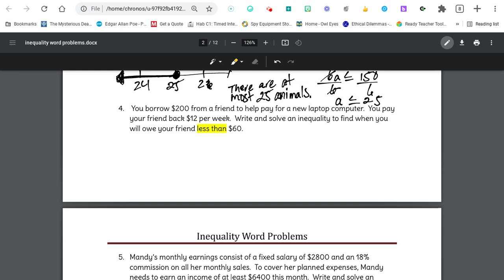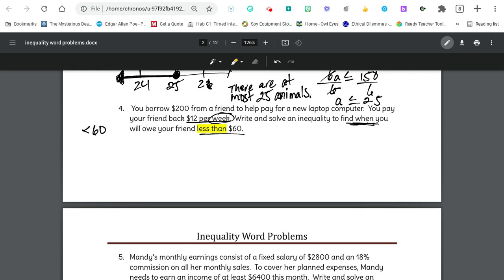All right, this is what you should have. You borrowed $200 from a friend to help pay for a new laptop computer. You pay your friend back $12 a week, poor friend. Write and solve an inequality to find when you owe your friend less than $60. Less than $60 is just less than $60. You don't really have to think about that one much, okay? All right, so I'm looking for when I'm going to owe, okay? The when is in terms of weeks.